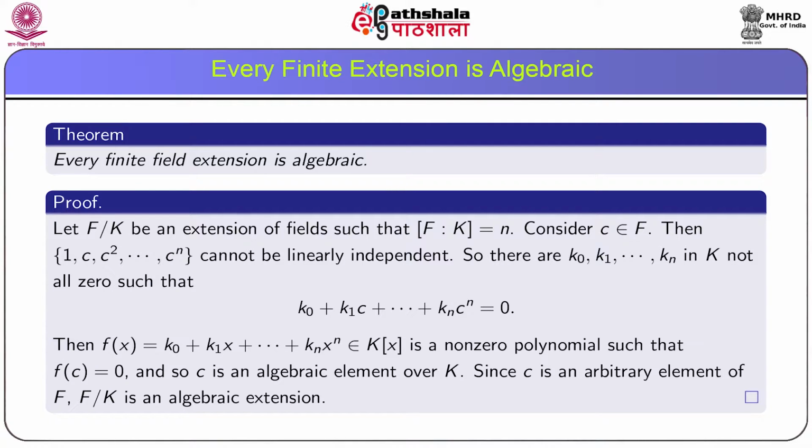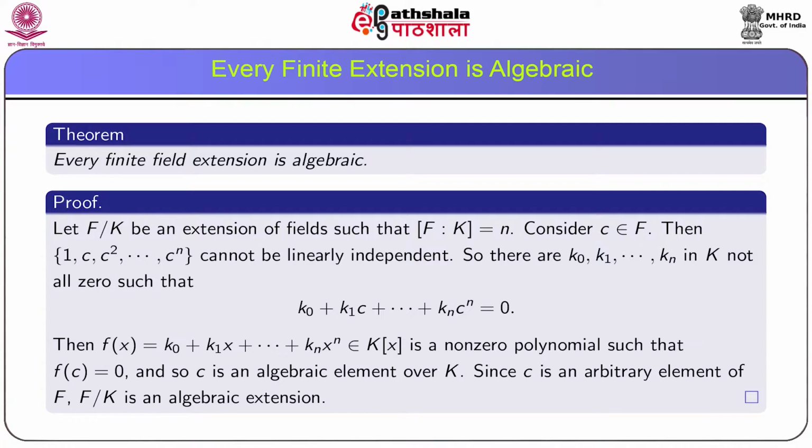Now we show that every finite field extension is an algebraic extension. Consider a finite field extension F by K. Assume that the degree of the extension is n. Now we show that every element of F is algebraic over K. For this, consider an arbitrary element c from F.